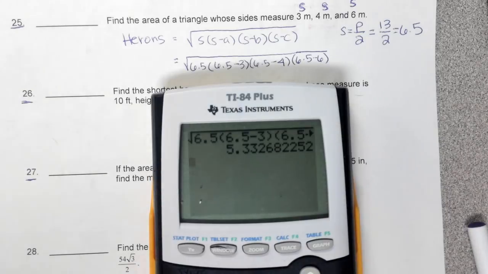Bam. That's what I got. That's the area of a triangle? That's the area of this triangle. Is that just divided by 2? No, it's not part of the formula. This formula you don't need to divide by 2.